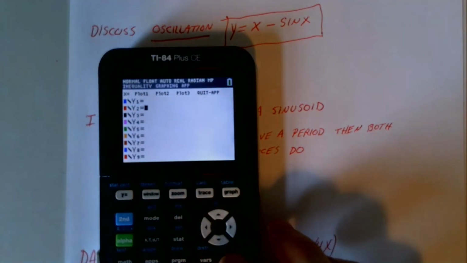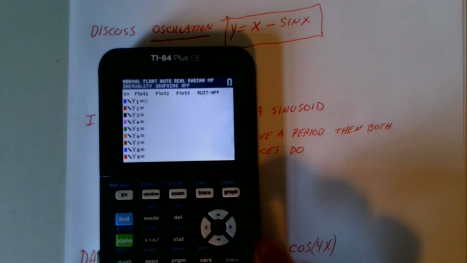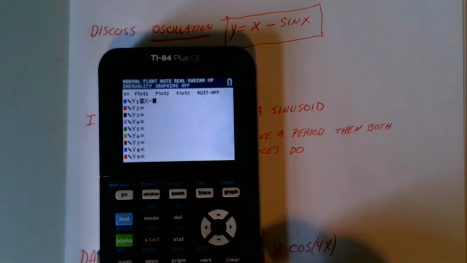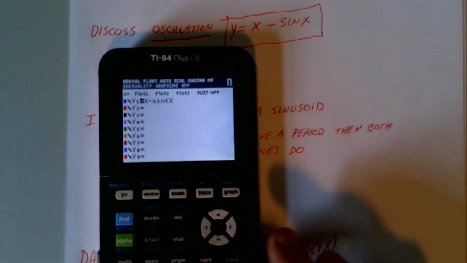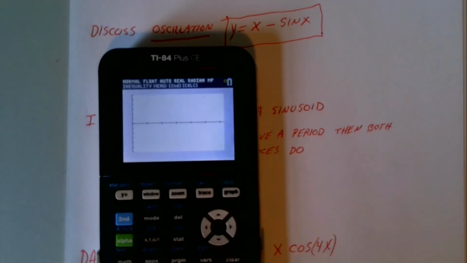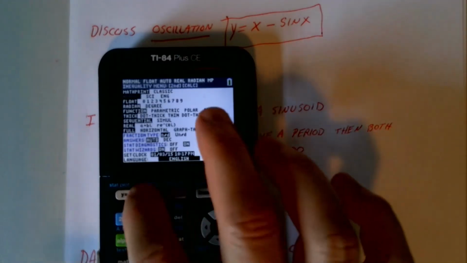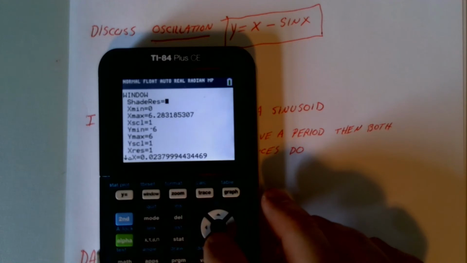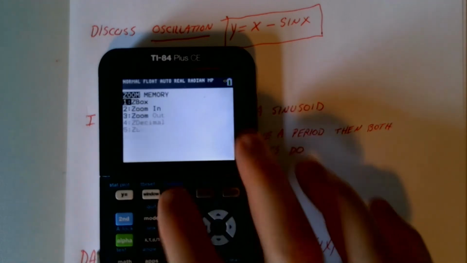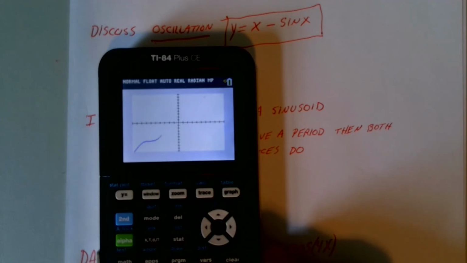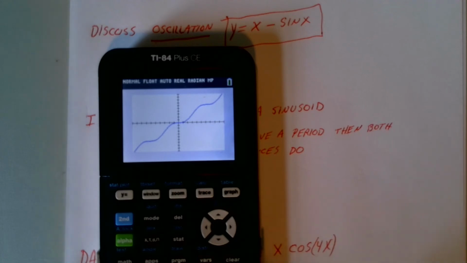Clear that out, and we'll get y equals x minus sine x. And graph. And you're looking at that and you're like, what the heck's going on with that? So I'm going to check a couple things here. One, I'm going to go to my mode, and I'm in radians. I'm going to go to my window, and I'm going to see if I can bump that out a little bit here. Zoom 6. And if you look, like, what the heck's going on with that thing?